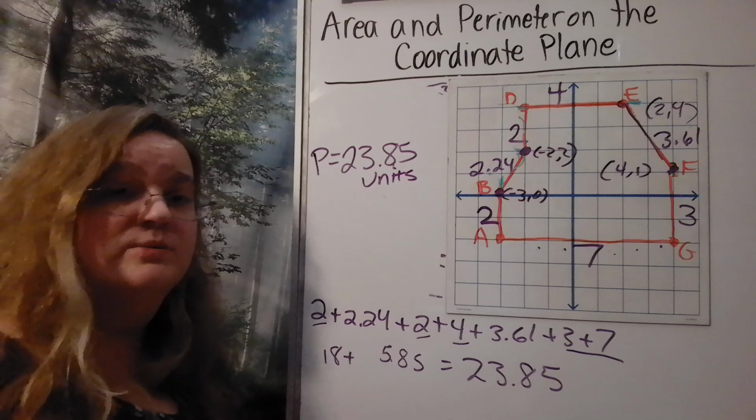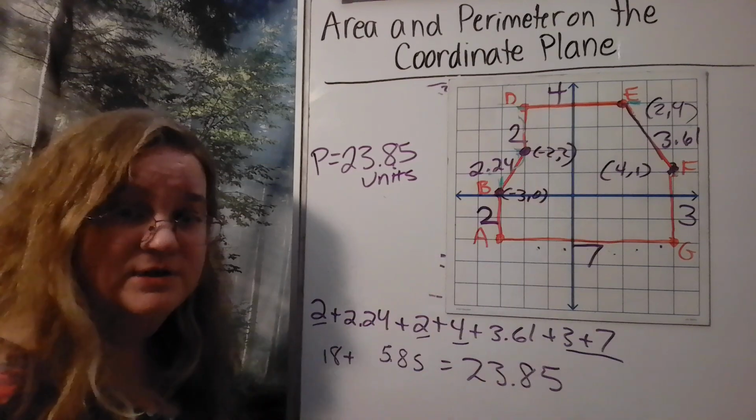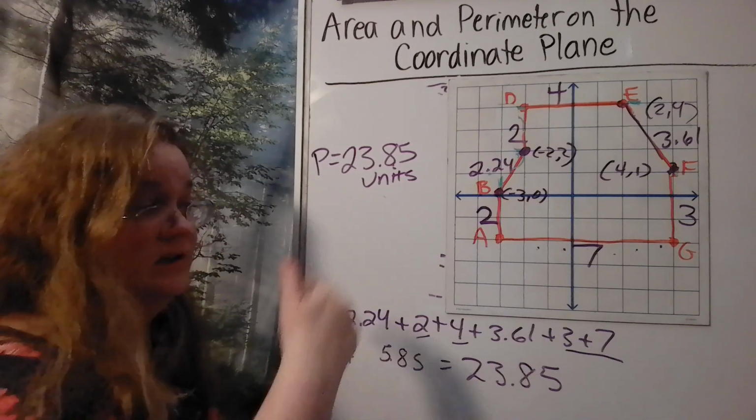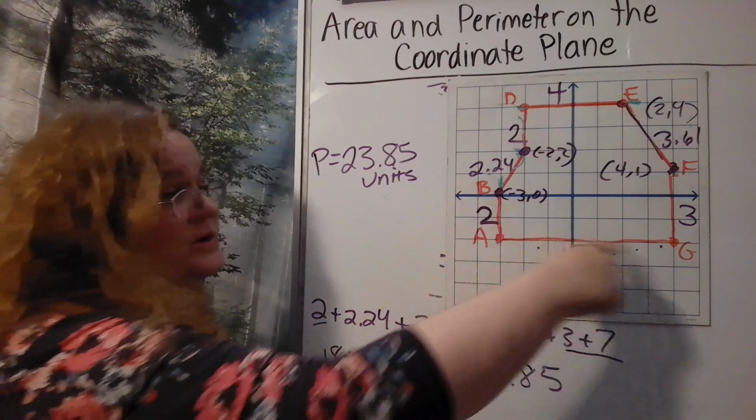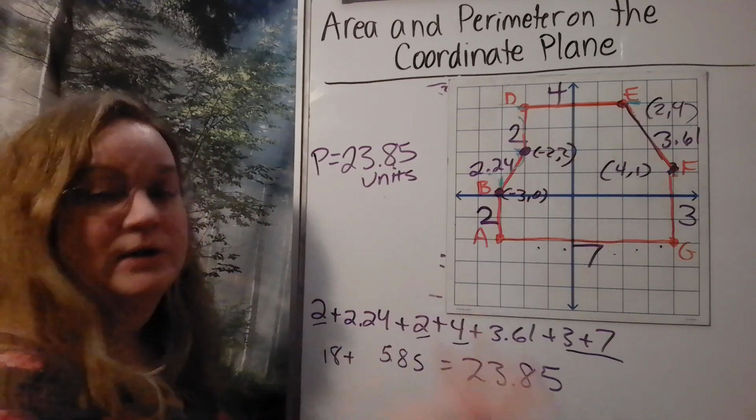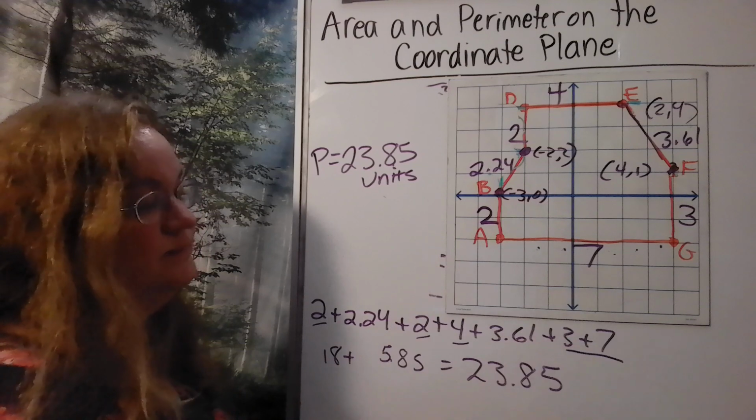Okay. So when you have to do a diagonal, you have to use the distance formula. It takes a lot more steps. When you can do the horizontal and the vertical just by counting, that works a lot better in terms of easier to calculate.